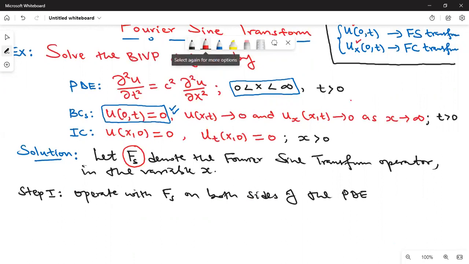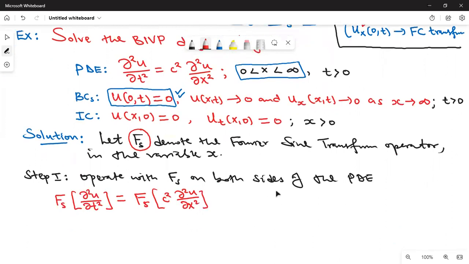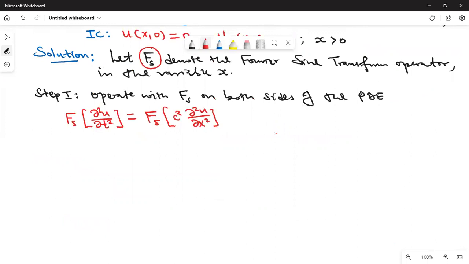So that will give us the Fourier sine transform of the second derivative of u with respect to t twice, equals the Fourier sine transform of c squared times the second derivative of u with respect to x twice. Remember, c squared is just a constant which can be factored out. So when you take the transform, this is what we need to get.